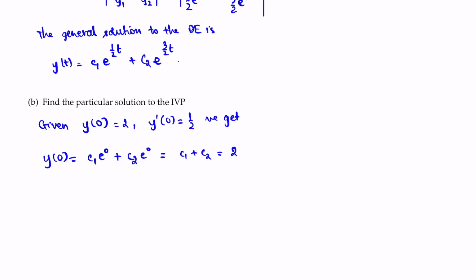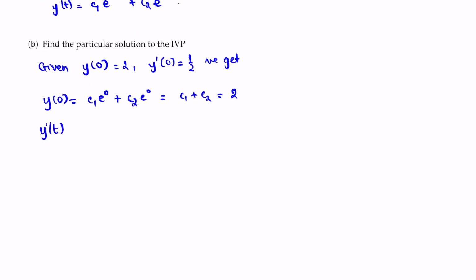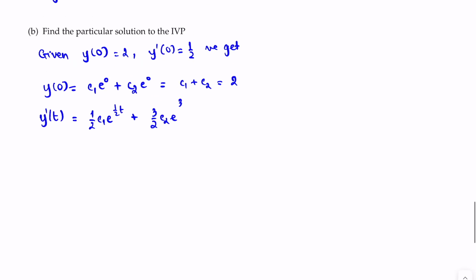So that's one equation. The second equation is coming from the second initial condition, y prime of 0 equal to 1/2. So y prime of t is equal to 1/2 c1 times e to the 1/2 t plus 3/2 times c2 times e to the 3/2 t. Okay. So y prime of 0 gives you 1/2 c1 times e to the 0 plus 3/2 c2 times e to the 0, or 1/2 c1 plus 3/2 c2 equal to 1/2.